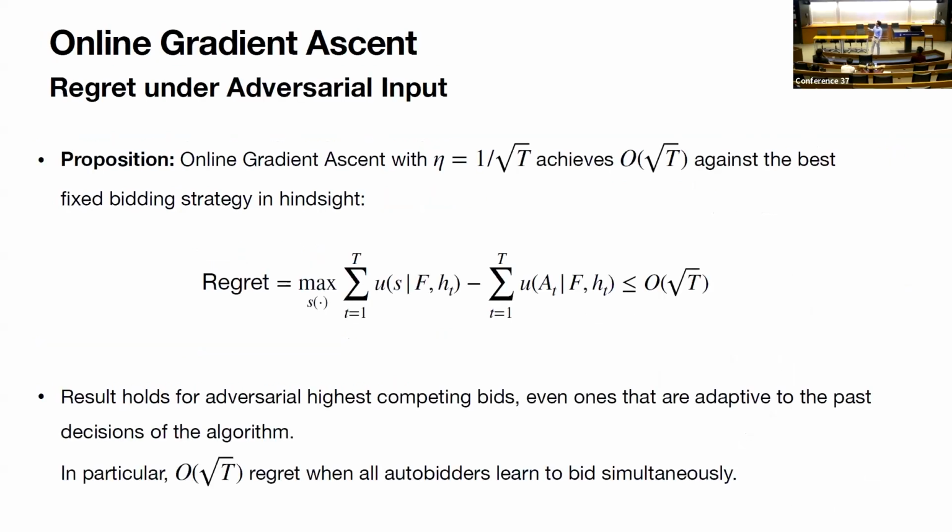Once you have this formulation, you can apply gradient descent to it, and all of the OCO machinery applies. You immediately get square root T regret against adaptive adversaries. So no matter how the HT is being selected, it can even depend on the past, you'll still get square root T regret against the best fixed strategy in hindsight. In particular, if everyone is learning, you still get square root T.